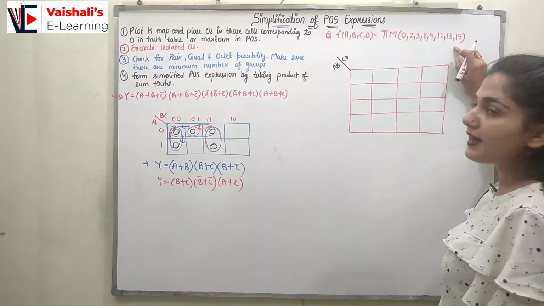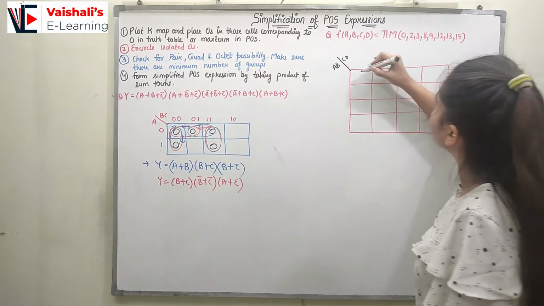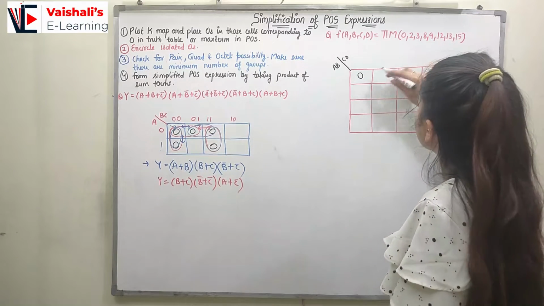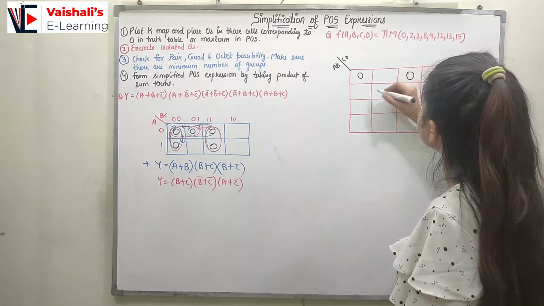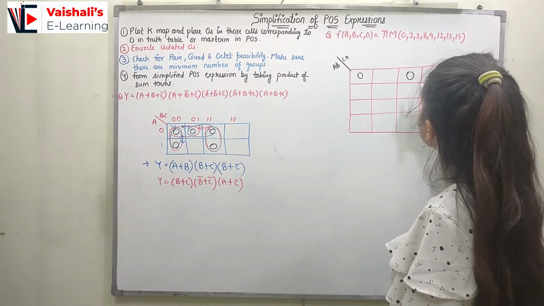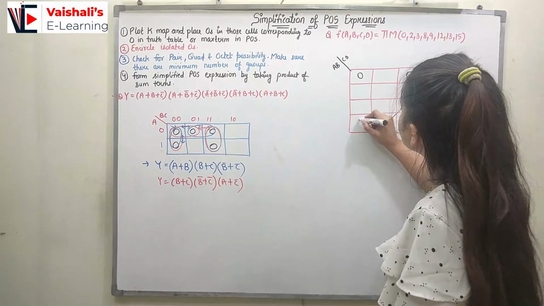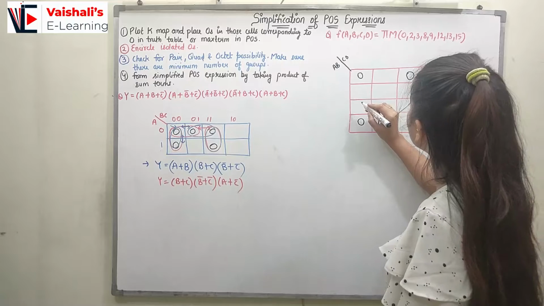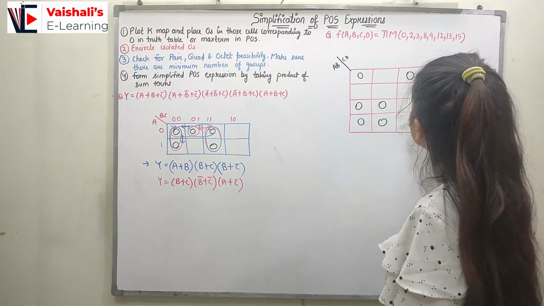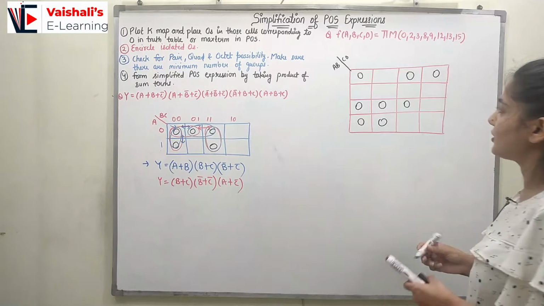At the location where I have the max term, I am going to put the 0. At the 0th location, I am going to put the 0, 1, 2, second location, third location, 4, 5, 6, 7, I am not having anything. At the 8th location, 9th location, 10, 11 location, no. At 12th location, 13th location, 14 and 15th location.